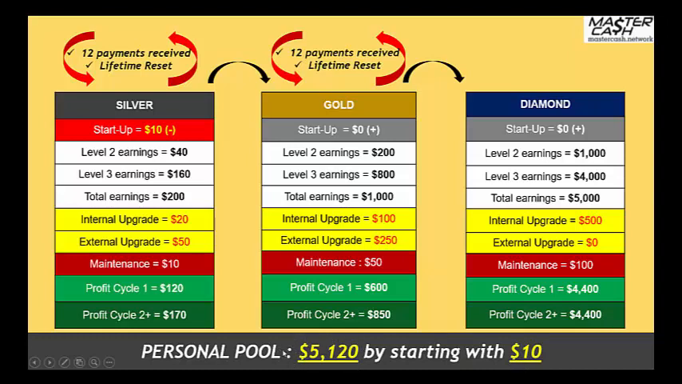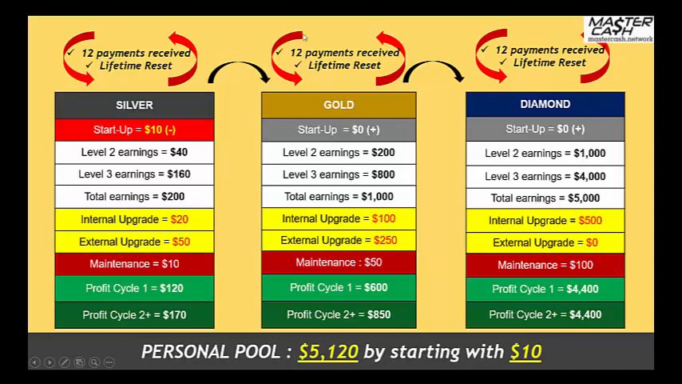This is why we say with MasterCash, with little you can earn so much, and this is just in the personal pool. Okay, if you look up here, we are saying that in each of the levels you have 12 payments to receive. Here you are receiving from 4 people, here you are receiving from 8 people, making 12. The same thing applies to this level, these 2 levels, and then these 2 levels as well in these various matrices.